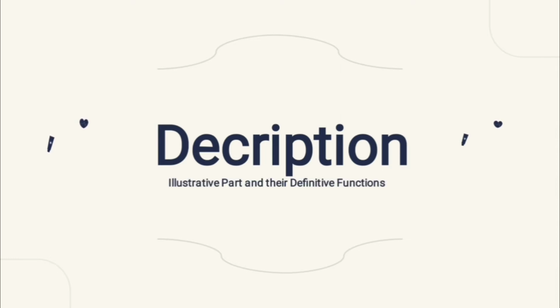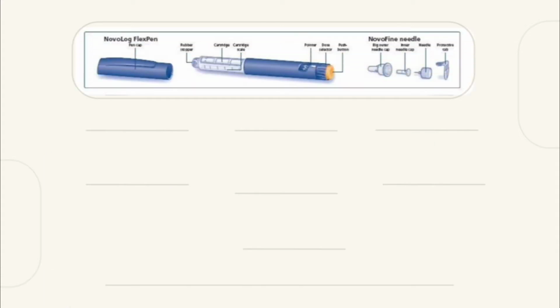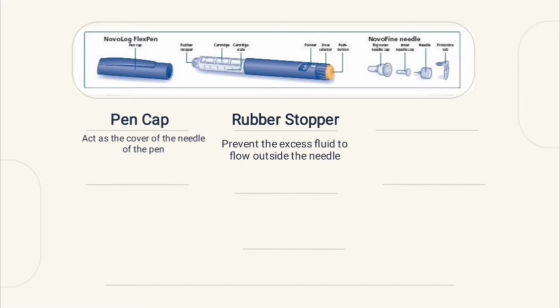Description of the parts and definitive functions. Here are the parts. As you can see, there's a cap, a reservoir, and needles. So first is the pen cap. It acts as the cover of the needle of the pen. The rubber stopper prevents the excess fluid of the drug to flow outside of the needle. The cartridge, it is the reservoir of the drug.